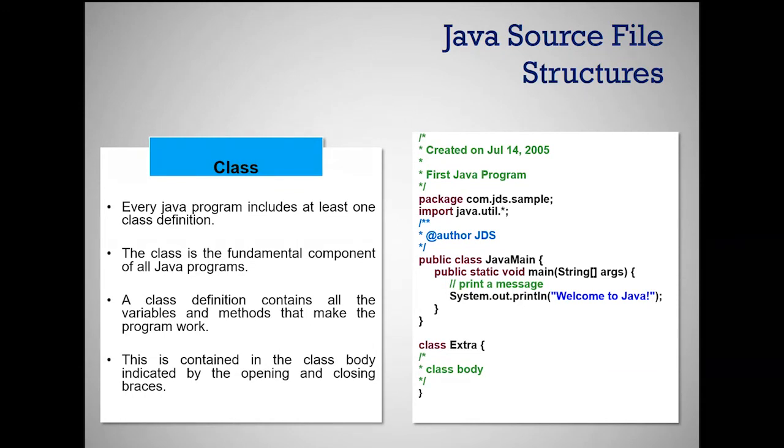This is contained in the class body, indicated by opening and closing braces. You can create a class by using the keyword class followed by the class name. For example, here we have Extra. As you can see, we use the keyword class followed by the class name Extra, and then always open and close braces. Also, same with the Java main, you have public class Java main, and then open and close.